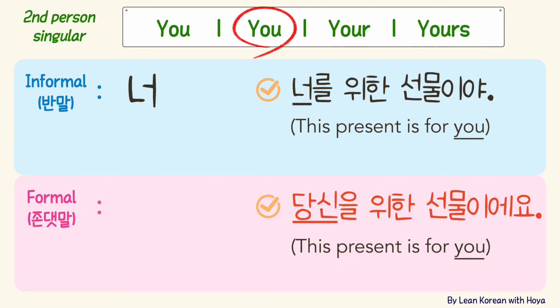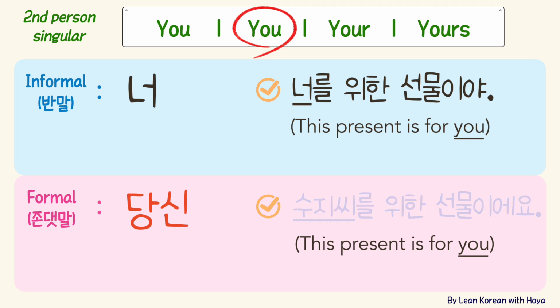For formal speech, it's 당신, according to the textbook. But in real life conversations, we don't use this word, and instead we use the person's name in this kind of situation. So instead of saying 당신을 위한 선물이에요, you can say 수지 씨를 위한 선물이에요.